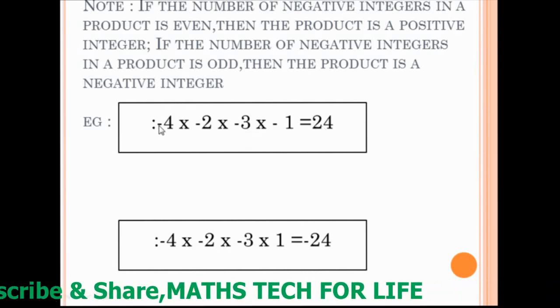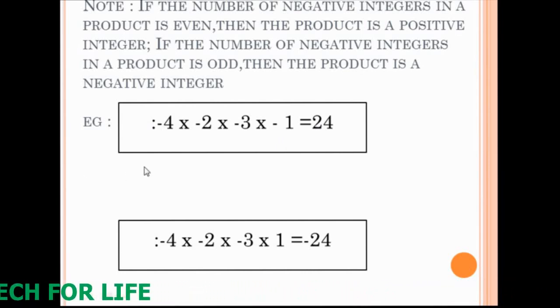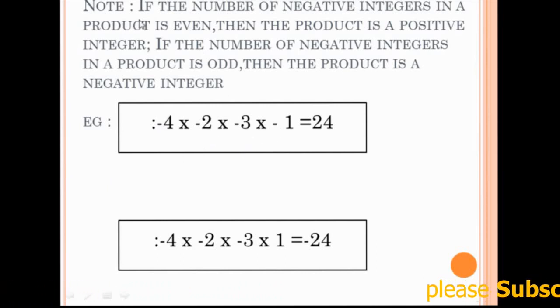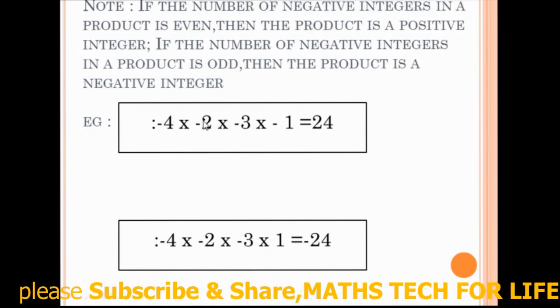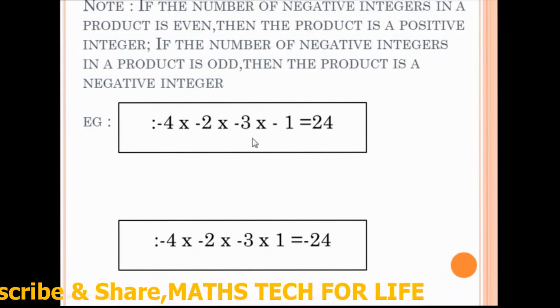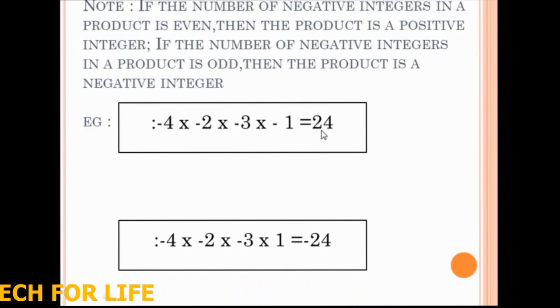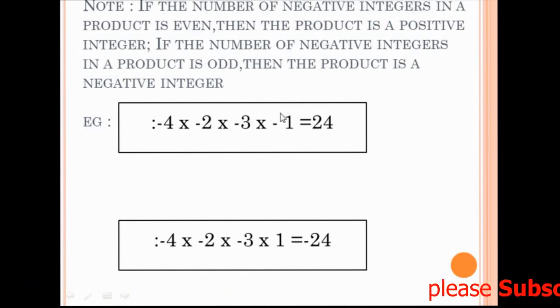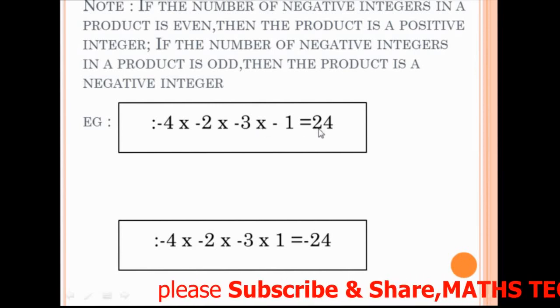Now go to the negative side. How many negative numbers are there? 1, 2, 3, 4 negative numbers are there. That means if the number of negative integers in a product is even, 4 is an even number. So 4 negative numbers are here, that is an even number of negative numbers. So the product will be positive. Again I repeat, if the number of negative integers in a product is even, the answer will be positive.